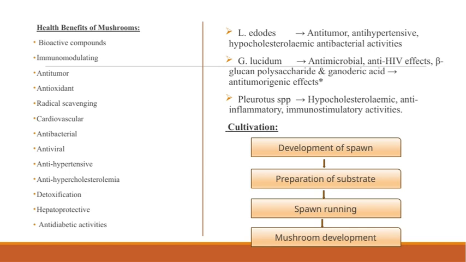G. lucidum, commonly called reishi, exhibits antimicrobial and anti-HIV effects. It contains important compounds like beta-glucan polysaccharides and ganoderic acid, which contribute to its powerful antitumorigenic effects. These compounds help modulate the immune response and fight off various diseases.